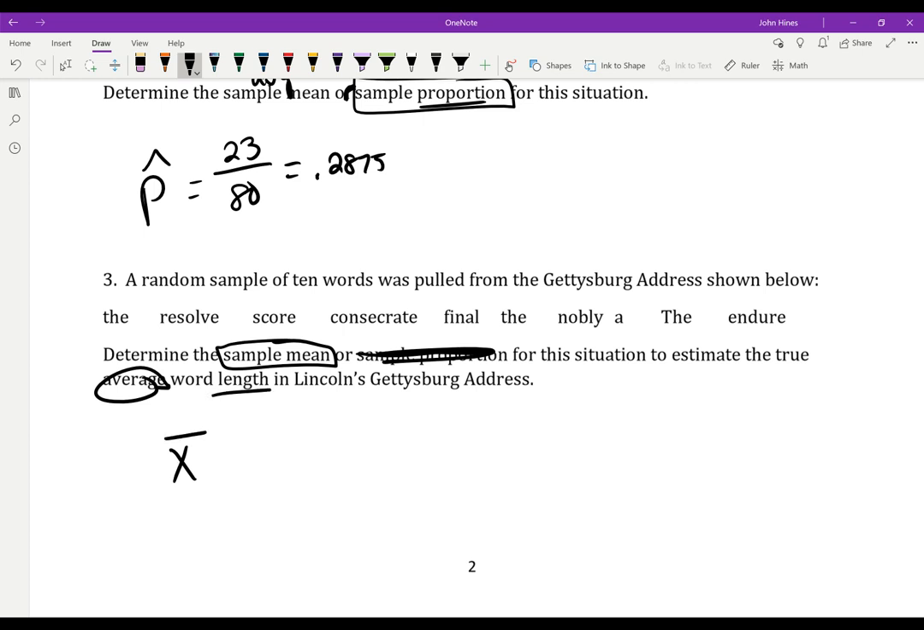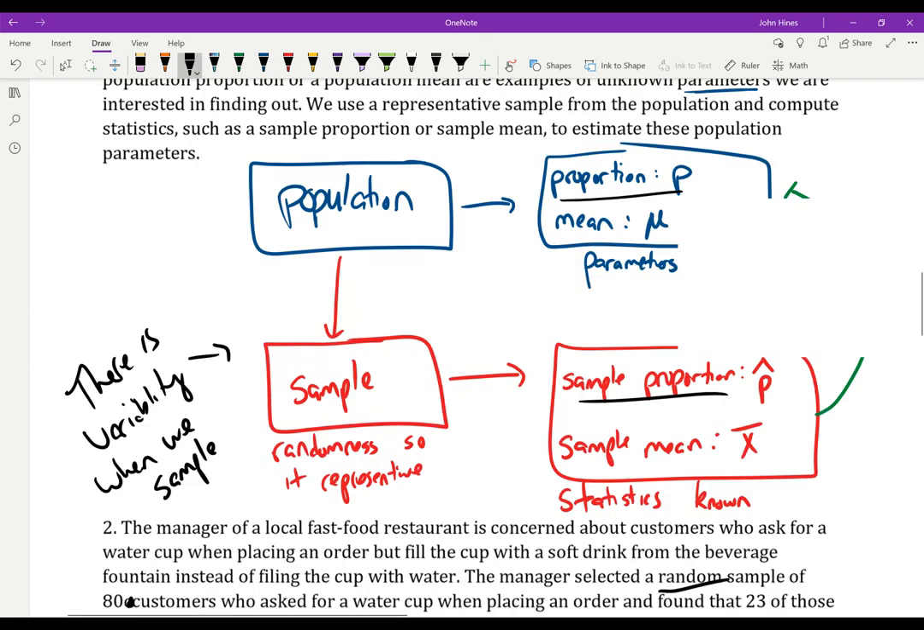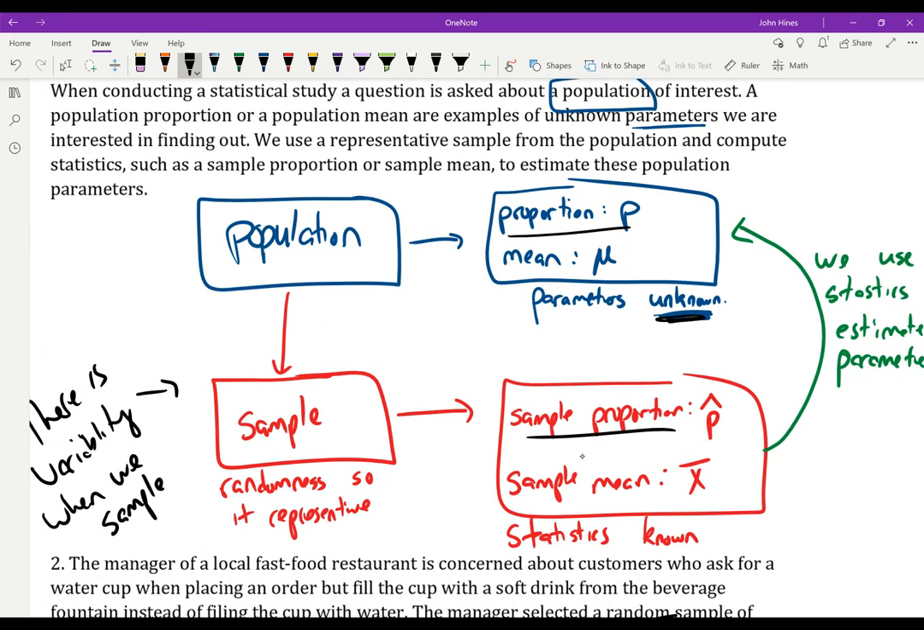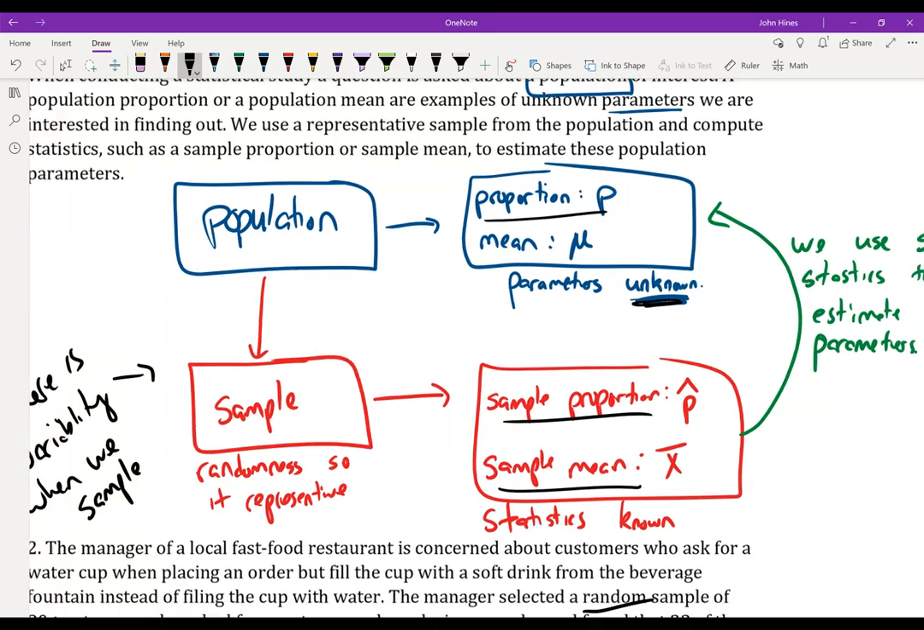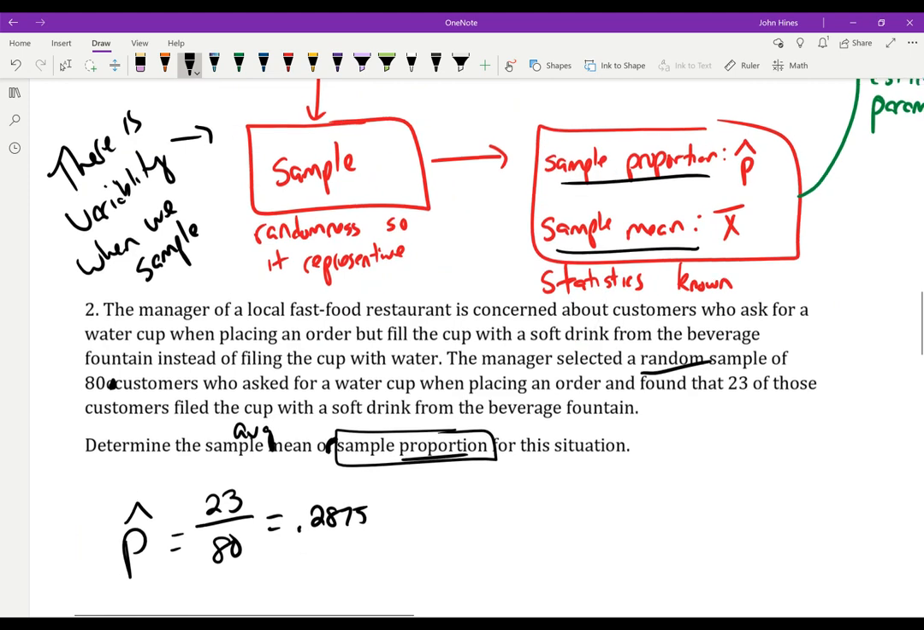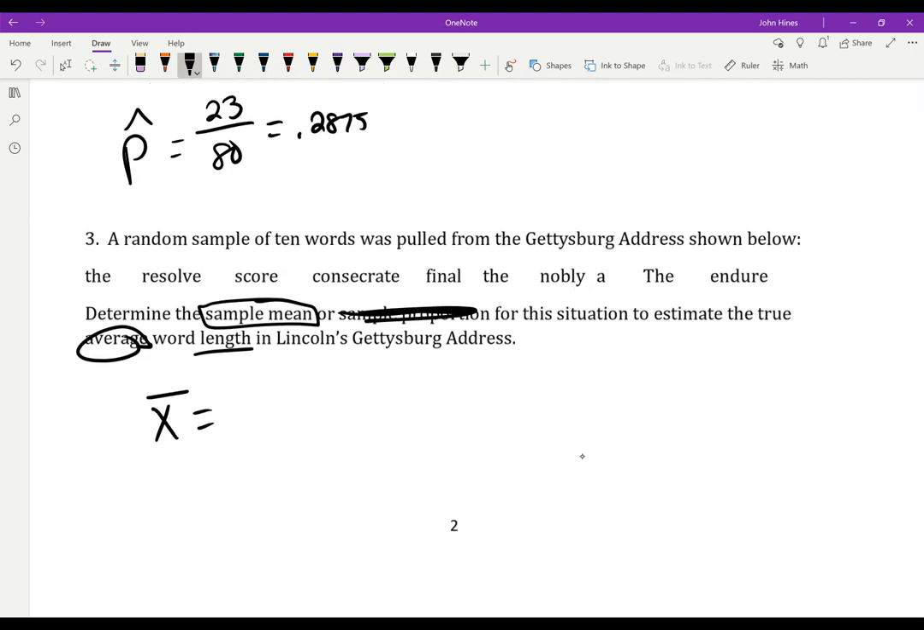And what am I looking at? I'm looking at the word length. So I'm looking at how long the words are in the Gettysburg Address. So I want to know, on average, how long are the words in the Gettysburg Address? Instead of looking at every single word, that's my population, every single word, I took a sample of 10 words, and I'm going to compute a sample mean. Then we're going to use that sample mean to estimate the true population mean. So how do I find my x bar here? Well, how long are these words? 3, 1, 2, 3, 4, 5, 6, 7, 5, 1, 2, 3, 4, 5, 6, 7, 8, 9, 10.